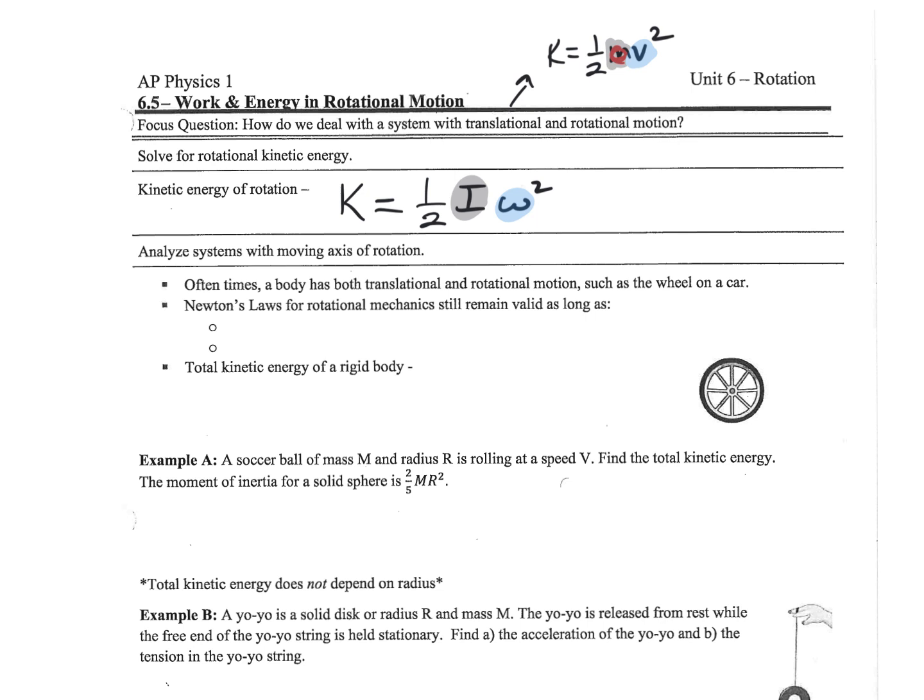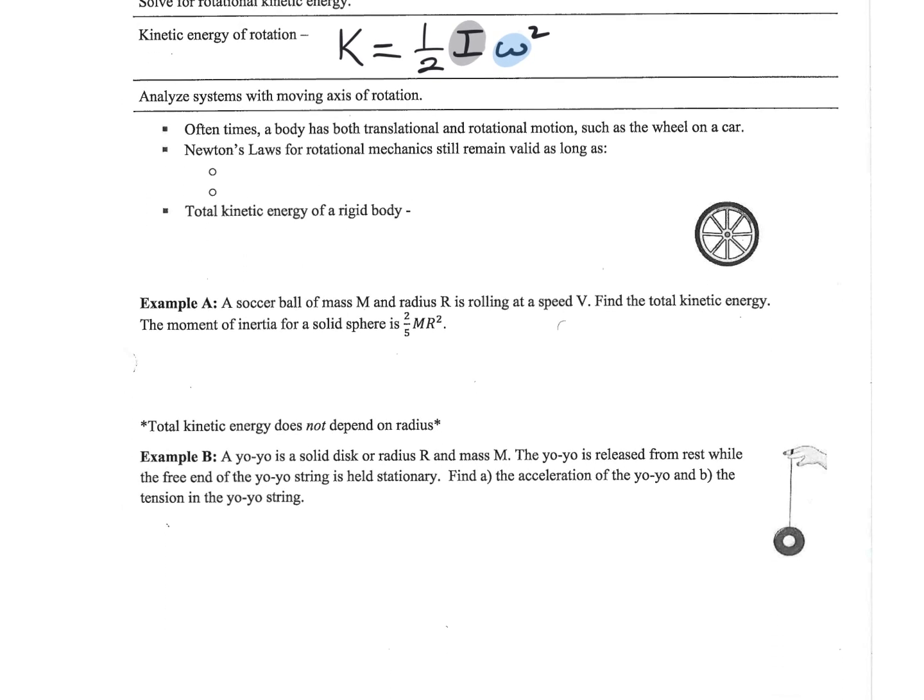All right. Then it says analyze systems with moving axis of rotation. If the body has both translational and rotational motion, like a wheel on a car or like the disc we saw rolling down, Newton's laws for rotation still remain as long as the axis is in the center. If it's not, that's weird. And the rotation doesn't change direction.